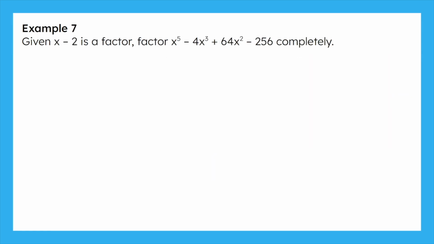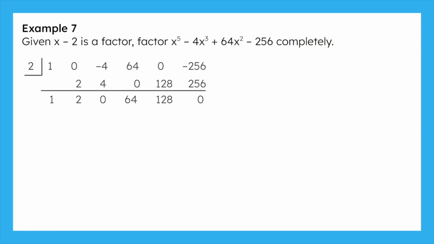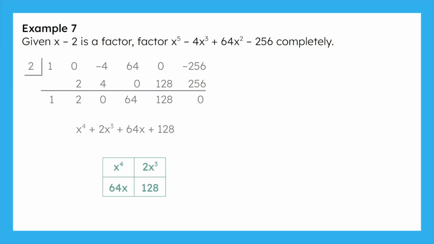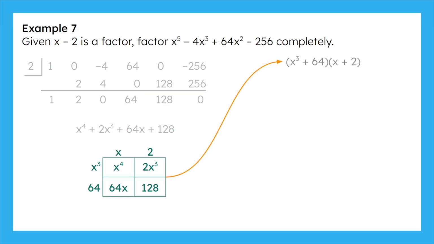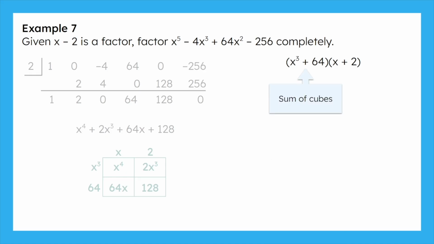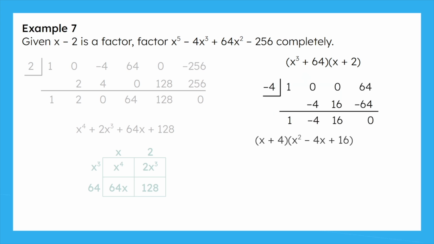And for the final example, I used synthetic division to divide by x minus 2. That left me with x to the fourth plus 2x cubed plus 64x plus 128. Again, I put these four terms into an area model and factored. That left me with x cubed plus 64 times x plus 2. X cubed plus 64 is the sum of cubes, so it can be factored by dividing by x plus 4. I used synthetic division again, and that left me with x plus 4 times x squared minus 4x plus 16, which I know is prime.